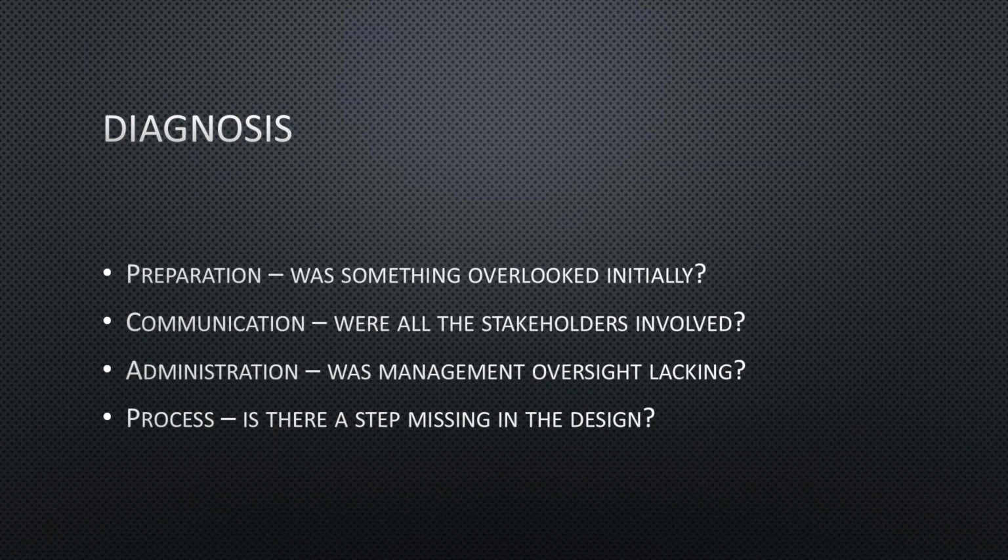And if we'd have brought them in the discussion early on, they would have just said, hey, don't forget to do X. Because if you don't, it's just going to stop. Or maybe it was in the area of administration, and there was a management oversight that was lacking. Maybe the projects got off track because there was lack of oversight and supervision of the project. And then last of all, look at the process itself and ask yourself, is there a step missing in the design of this process? Have we thought through the process itself to make sure we've got all the right steps in the right order?